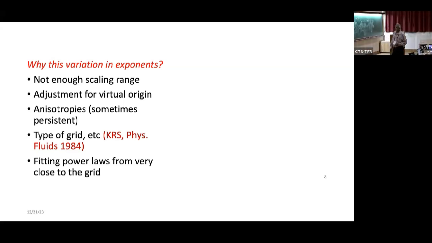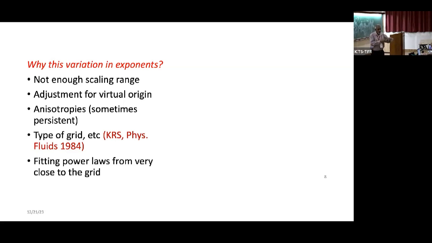And then fitting power laws very close to the grid. There is one particular experiment which they fit only for 20 mesh sizes from the grid. And 20 is really when even isotropic turbulence hasn't begun to form.